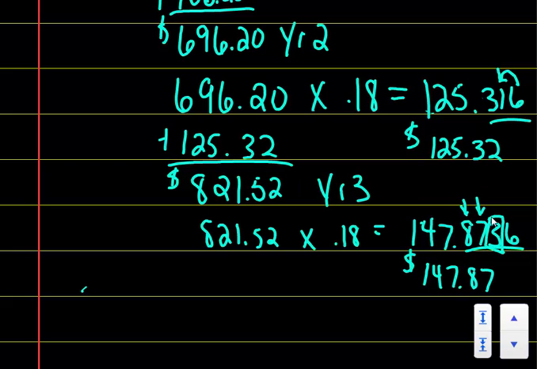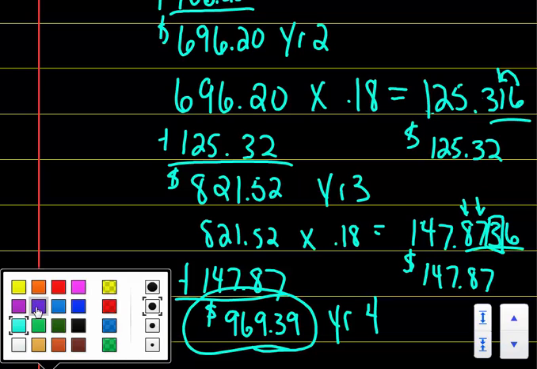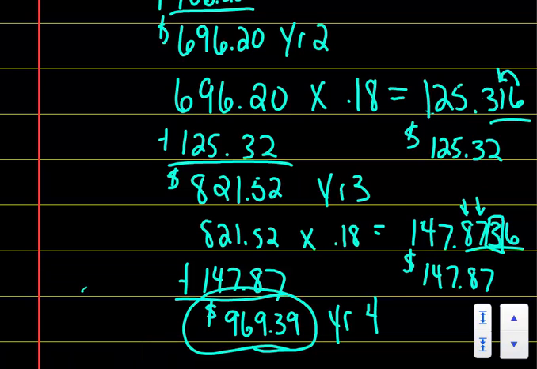All right, so I come over here, add 147.87 to what I started with, and I end up at the end of this with 969.39. And I add a $ sign to tell the teacher that I know I'm talking about dollars. I know that this is at the end of year 4. The original question asked me for 4 years, so that's what I end up with, $969.39.